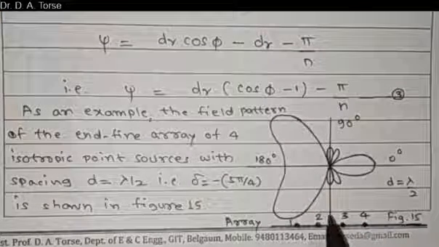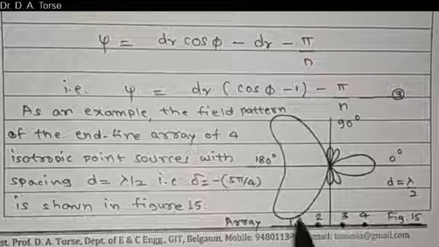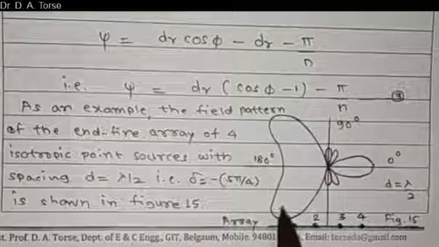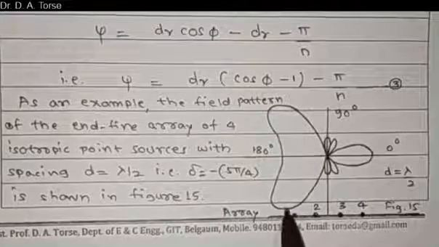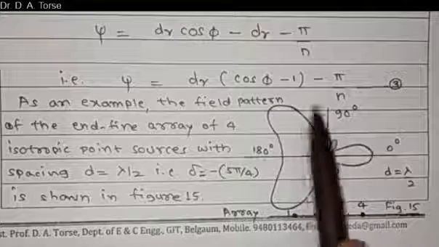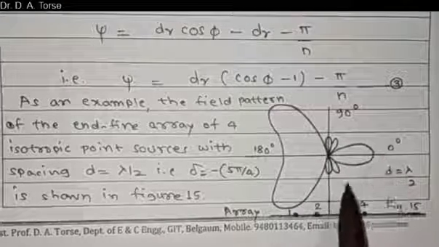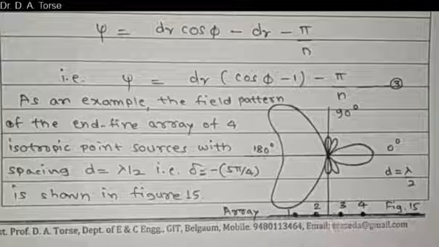This concludes our discussion on the end-fire array: in case of end-fire array, if we improve the directivity, the size of the major lobe reduces and that increases the directivity.